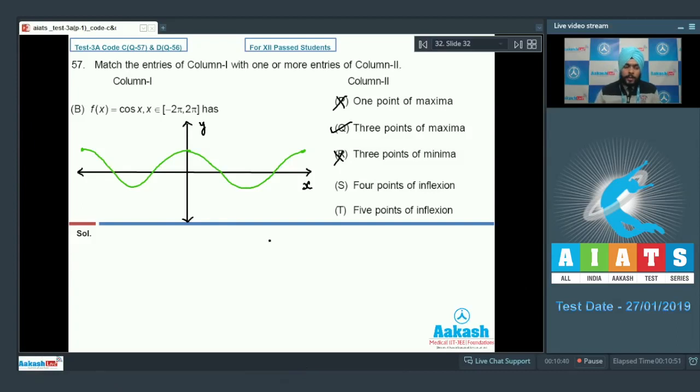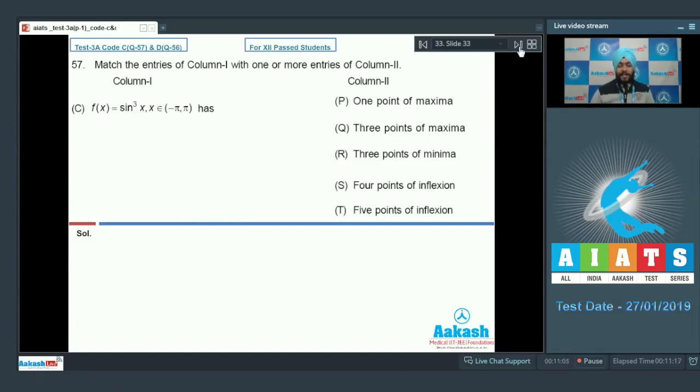How many points of inflection? Concave down, concave up, concave down, concave up, concave down. 1 point is here, 1 point is here, 1 point is here, 1 point is here. 4 points of inflection. This is wrong. QS is the correct match. Fine. Let us move on to C part.